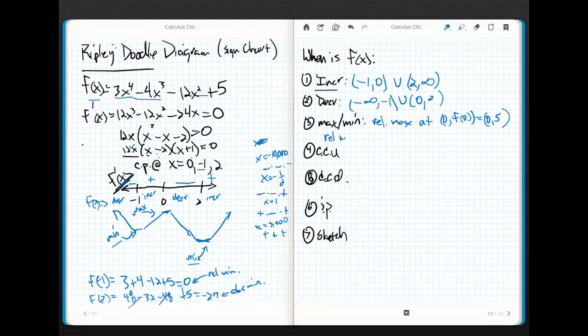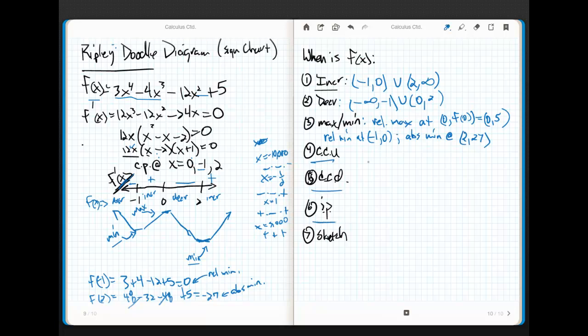Okay, so I know that I have a relative min at, what did we say, -1, comma 0. And I know that I have an absolute min at 2, comma -27. Easiest thing in the world, isn't it? Nice. I have milked this derivative for all it's worth. It's done.